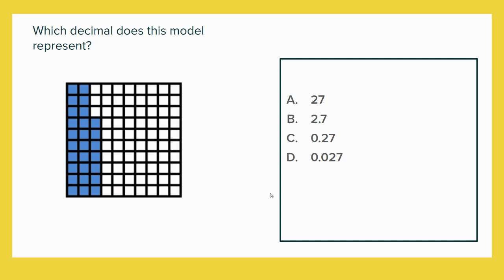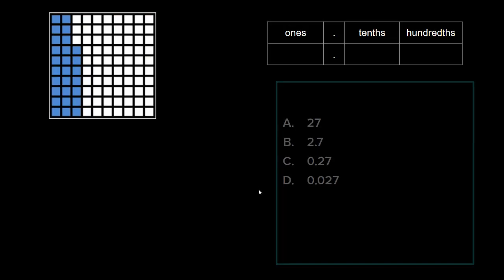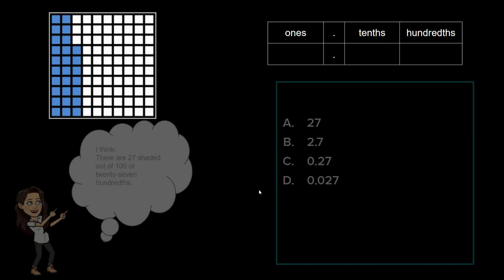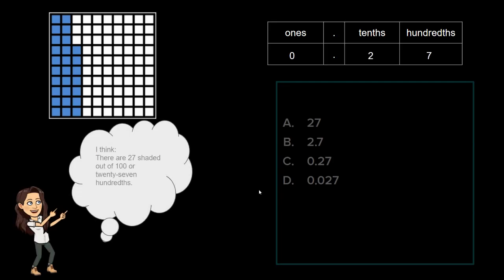Which decimal does this model represent? Let's check your answer. So I'm going to think there are 27 shaded out of 100 or 27 hundredths. So I'm going to place my 27 here. So I'm looking for 0.27. And I see that it is choice C, 27 hundredths.